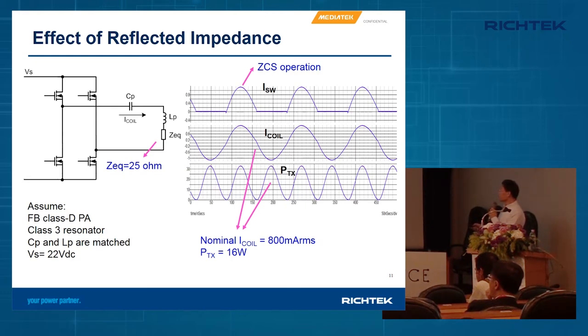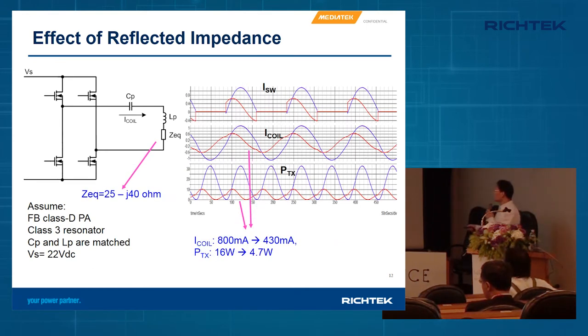This is a class 3 resonator, which is driven by a full bridge current power amplifier. If the impedance has only real power on it, this switch can operate in ZVS operation for high efficiency. The output power then stays at 16 watt. If the impedance changes with an imaginary impedance of 40 ohm, the output power will reduce from 16 watt to 4.7 watt significantly.